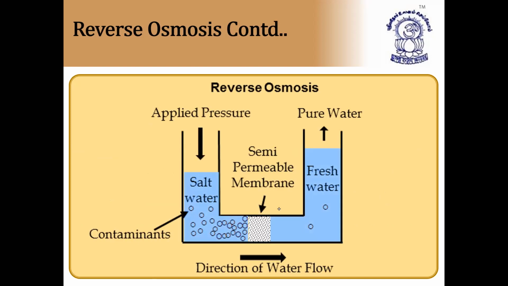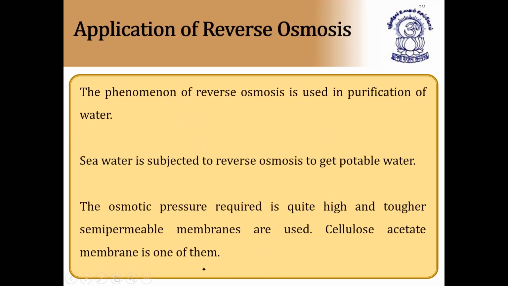So you can see here reverse osmosis, applied pressure, pure water. This is an example: salt water, that is seawater, is given. If you apply pressure, what happens? By means of the semi-permeable membrane, some of the solvent molecules will flow through from the solution, and the contaminants are left behind, so that we get pure water. The direction of water flow will be downwards and fresh water will be collected like this. I hope this is clear. So this is called applied pressure and reverse osmosis.